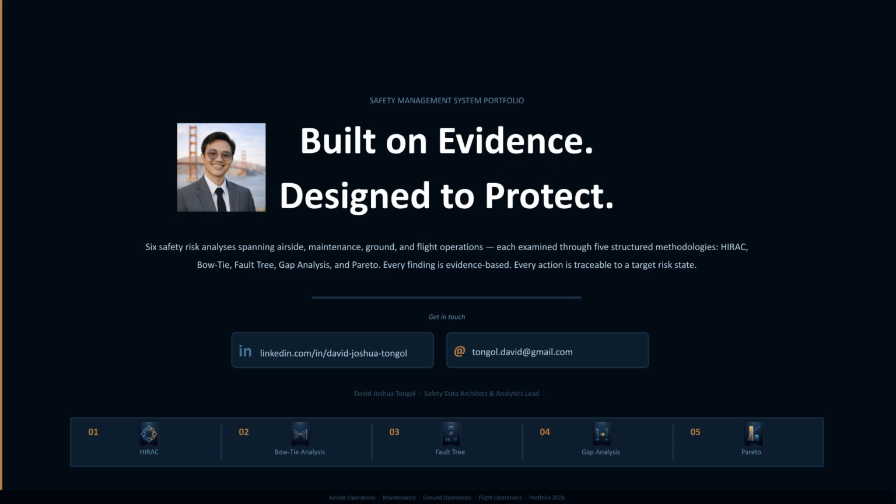Again, I'm David, a safety data architect with 3+ years of transforming complex operational data into decisions that reduce real-world risk. The methodologies showcased throughout this portfolio, using Python, SQL, Tableau, and a 5-tool SMS framework, reflect the same analytical approach I bring to every organization I support.